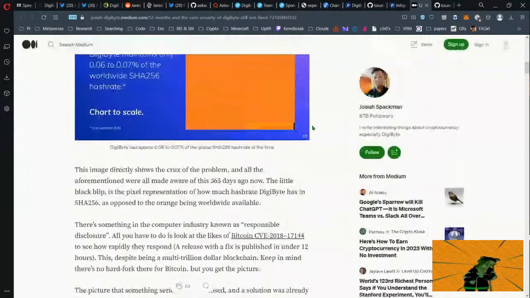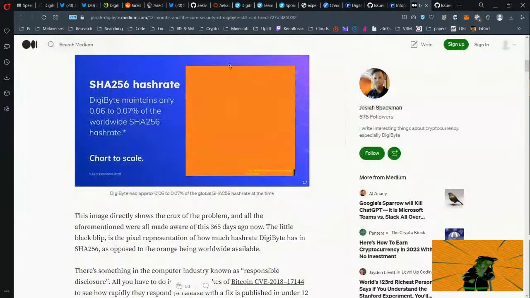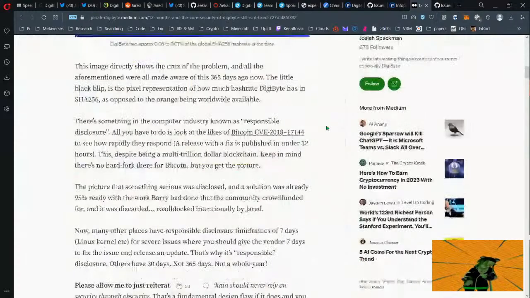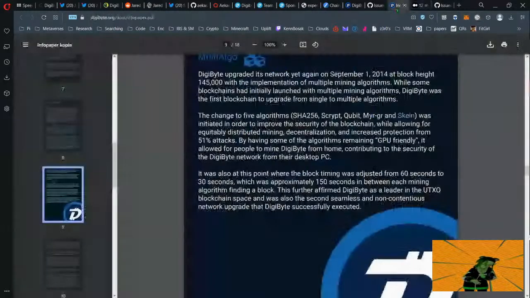The fact is, if you look at this picture, all this orange is known SHA hashes. This black right here, that's DigiByte. There's a lot you can reuse. This is kind of important here, and I'll explain more of that very shortly, as we need to learn a little bit more about cryptocurrency to understand what that has to do with.